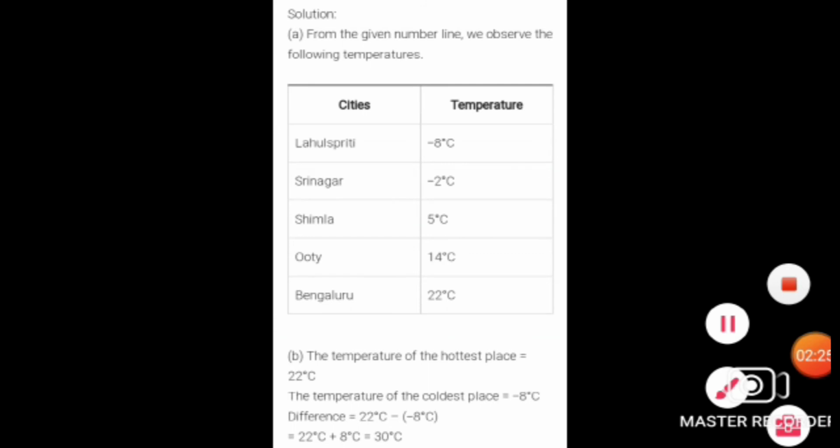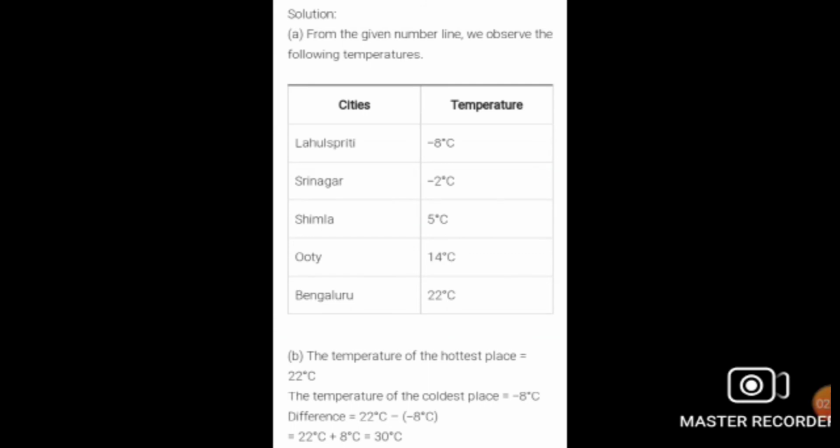In B question, we have to find out the difference between the hottest place and the coldest place. The temperature of the hottest place is positive, so Bangalore, 22 degrees Celsius. Coldest means it will be in negative. So which one is the least one? That is minus 8, Lahul Spiti. So the temperature of the coldest place is minus 8 degrees Celsius.